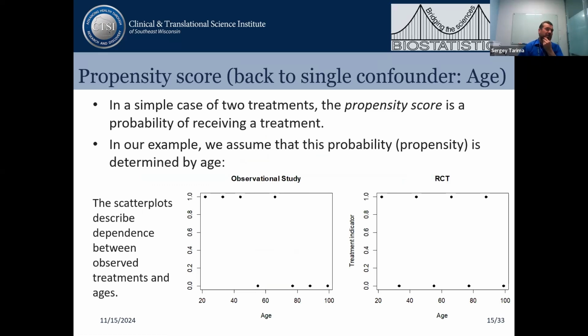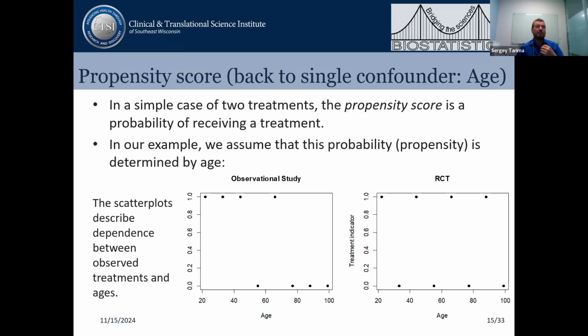How to calculate a propensity score? We will consider how to use it later, but first, how to calculate it. We are going back to the example with a single confounder. Again, we have two treatments, and the propensity score in this specific example will be the probability of being treated. It will be just a single number between 0 and 1.